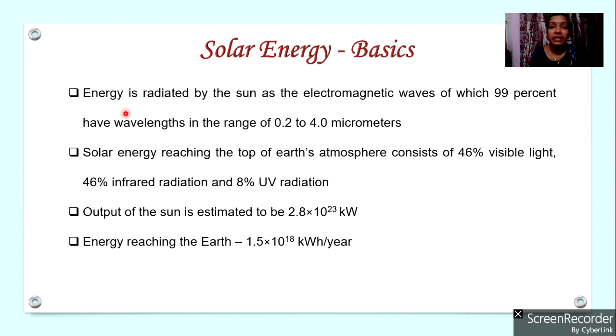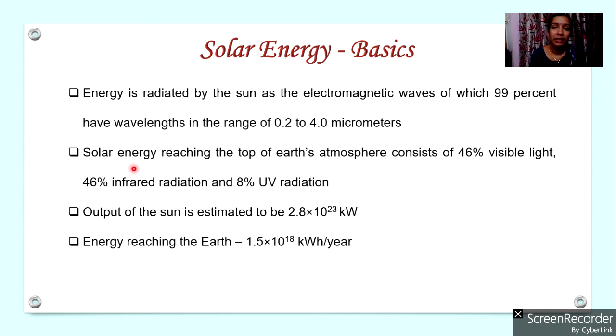So now the energy is radiated by the sun in the form of electromagnetic waves. That thermal energy in the sun is radiated out of the sun to the earth in the form of electromagnetic waves, and 99% of that radiation has wavelengths in the range 0.2 to 4 micrometers.